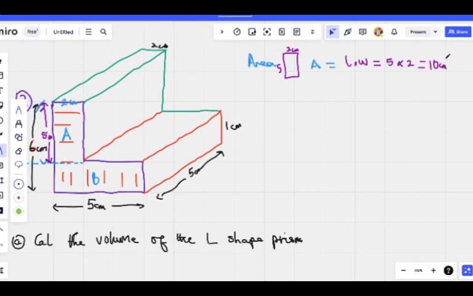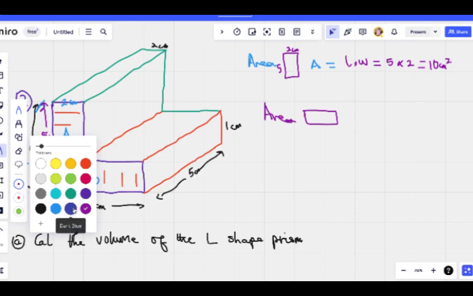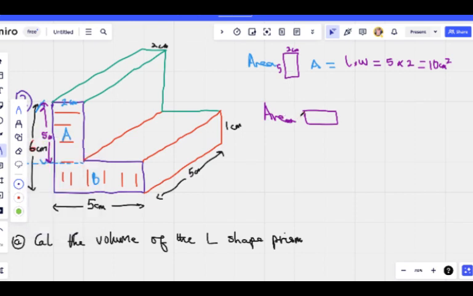Okay? Now let's find the area of triangle B. Look at the way triangle B looks from the diagram. Here is 1. Okay, let's change the color to make more sense. Here is 1 centimeter, and here is 5. Here is 1, which is this one, and this one is 5. So here is 5.